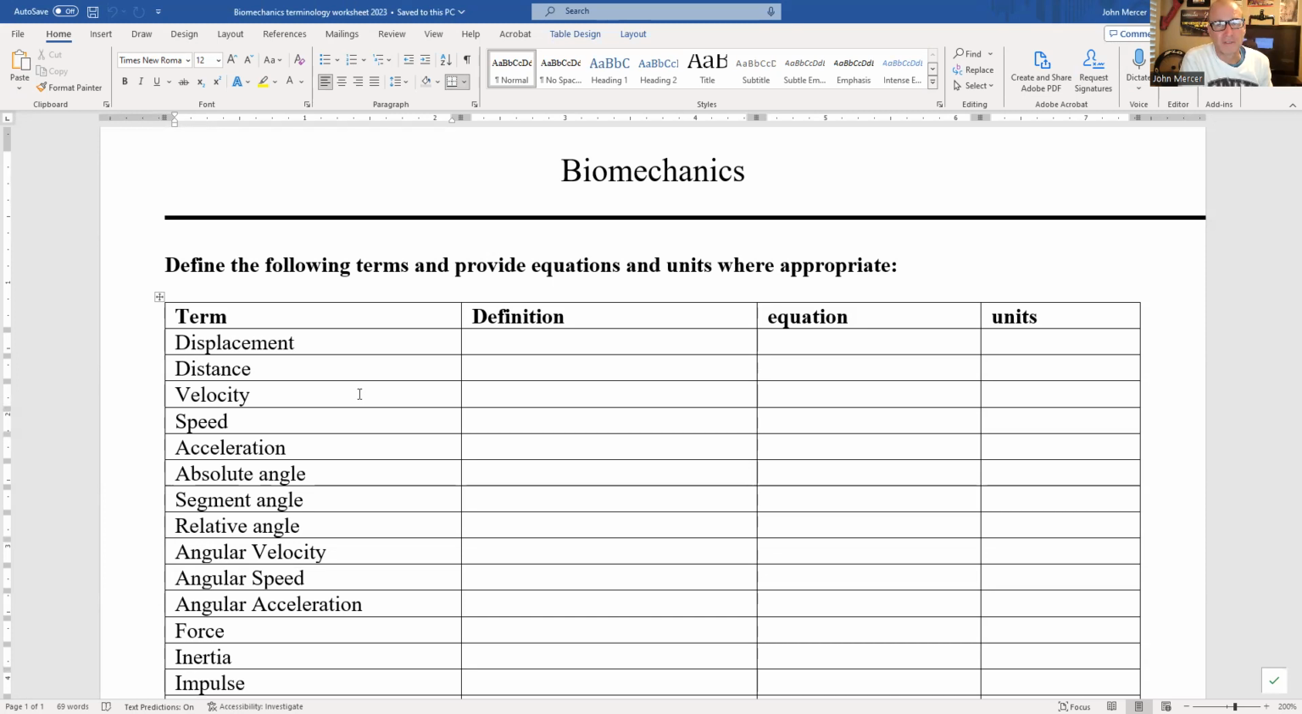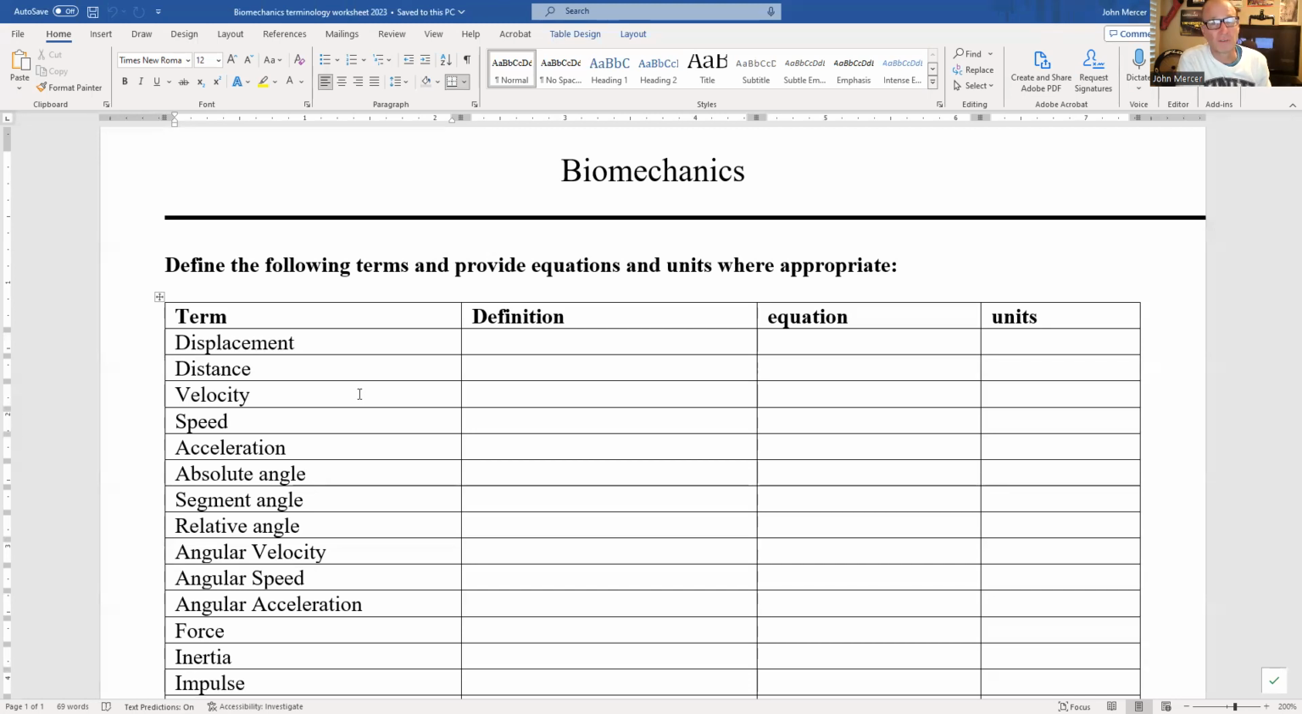Speed is a scalar. It's represented by magnitude only, and it's how fast distance is changing. So this is the total change in position divided by delta t. There's not an equation other than distance over time. Units are units of length over units of time. So meters per second, miles per hour, kilometers per hour, any of those.